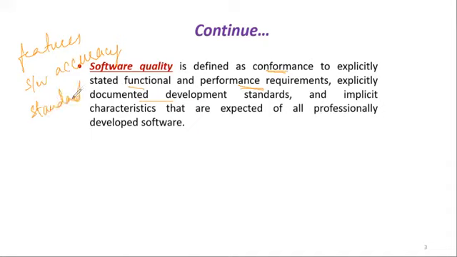This can be an ISO certified standard that you need to follow while developing the software, and implicit characteristics that are expected of all professional development. Now these are stated, and some characteristics that the end user is not going to state, but he wants in that particular software, some specific characteristics that need to be present within the software, like the user interface should be simple, the performance should be very high. These are the things that are expected while you're developing the software.